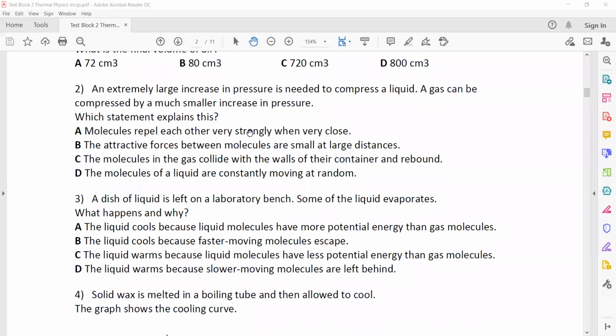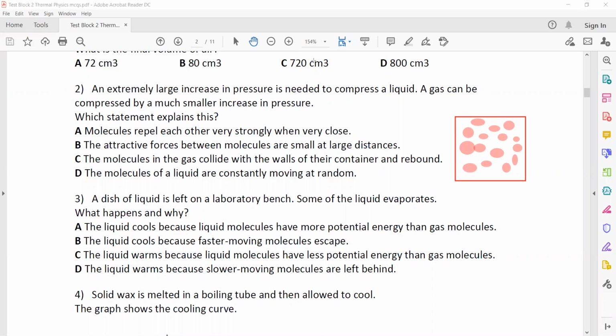In the next question, an extremely large increase in pressure is needed to compress a liquid, but a gas can be compressed much more easily by a much smaller increase in pressure. Which statement explains this? Why is it difficult to compress liquids? Because in a liquid, the particles are closer. They can move around each other, but they're closer to each other, so these particles tend to repel each other. That's why they apply an outward force, so it is difficult to compress them.